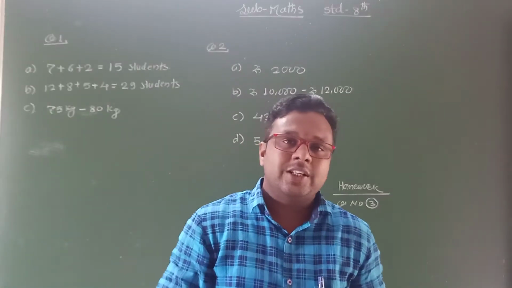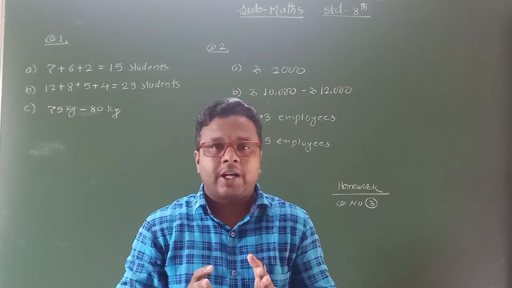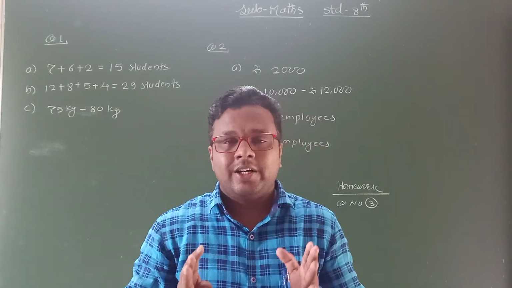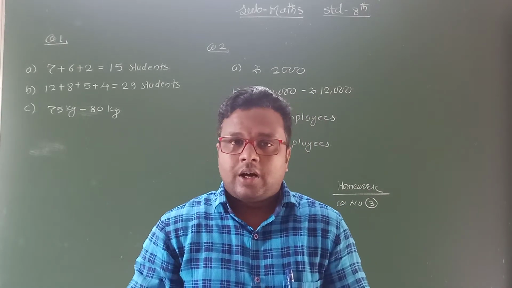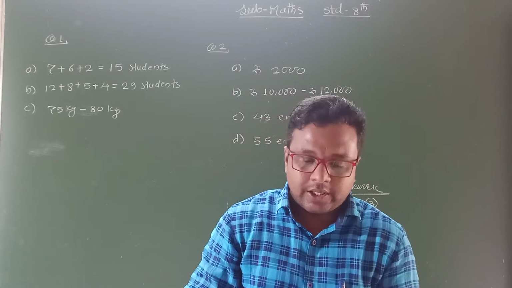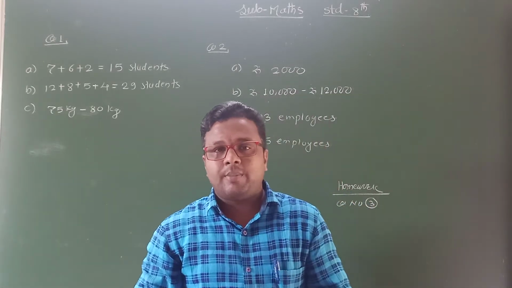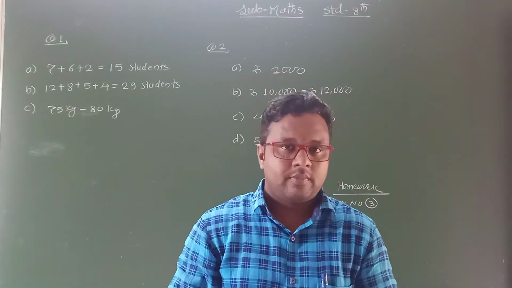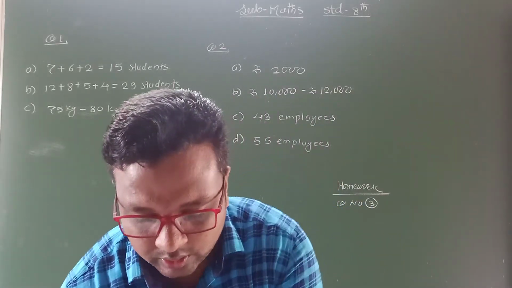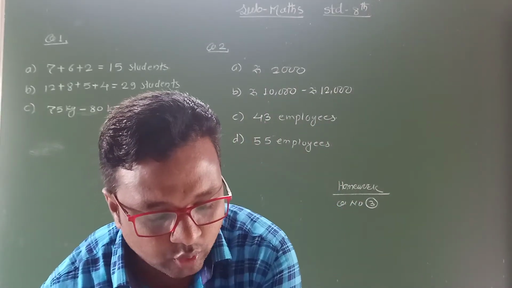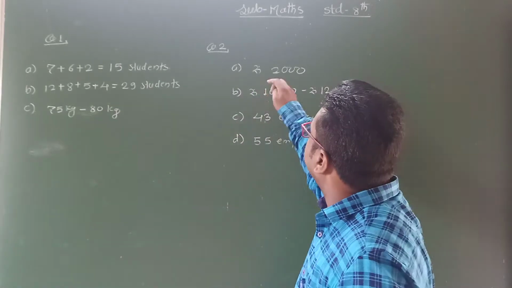Now, what is a histogram? It is a joint bar graph. This is called a histogram. Here I am going to explain how to read the histogram and how to construct the histogram. Understood? Now, here I take question number 1 from exercise 5.3.